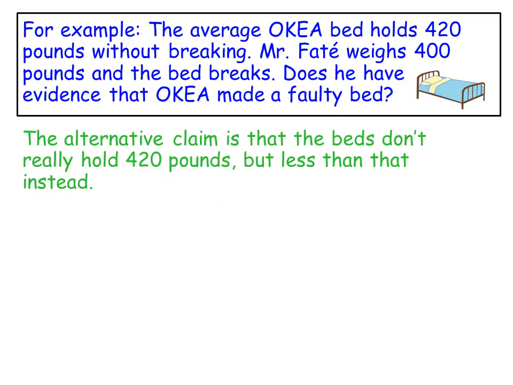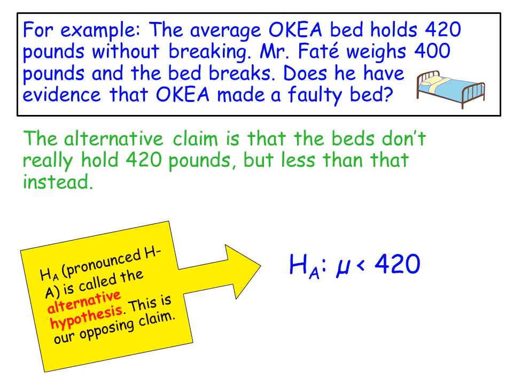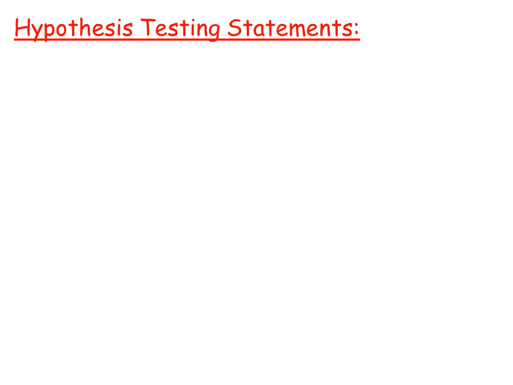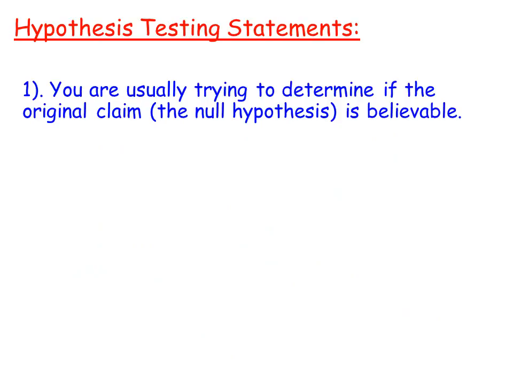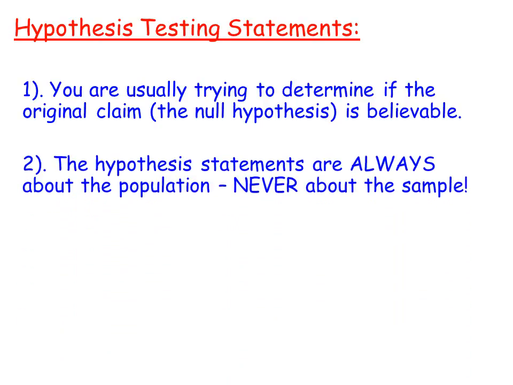The alternative claim is that the bed doesn't hold 420 pounds, but in fact it holds less than that. So our alternative hypothesis is that the mean weight the bed holds is less than 420 pounds. HA is called the alternative hypothesis. This is our opposing claim. When writing hypothesis testing statements, you're usually trying to determine if the original claim, the null hypothesis, is believable. The hypothesis statements are always about the population, never about the sample. Notice we use population notation to show the null and the alternative hypothesis in the last example.